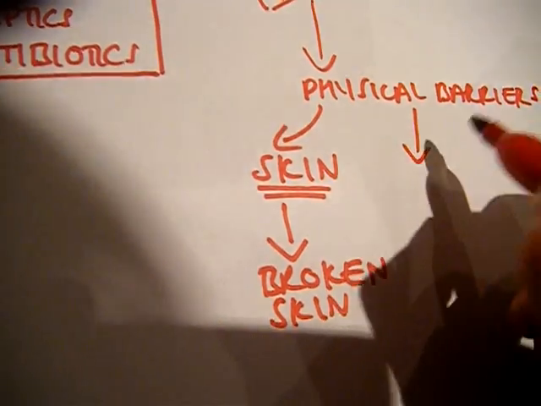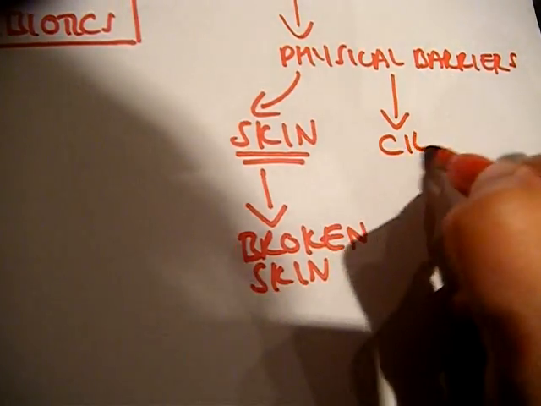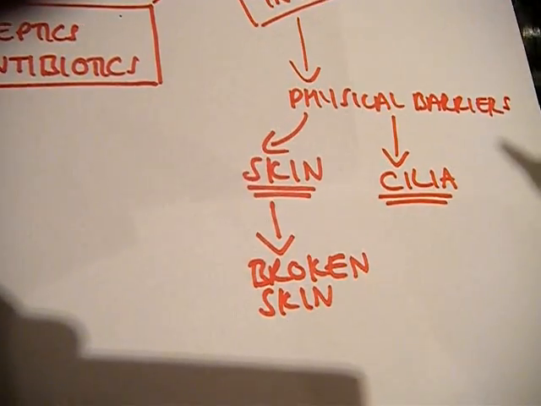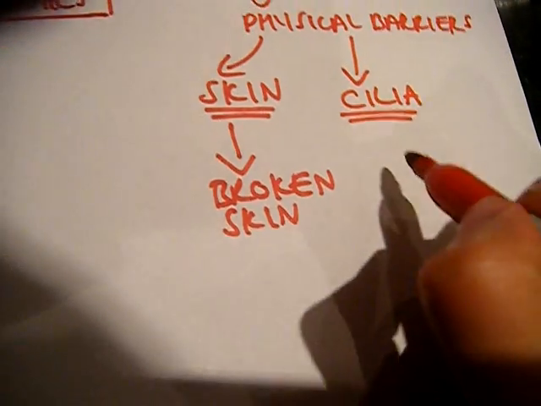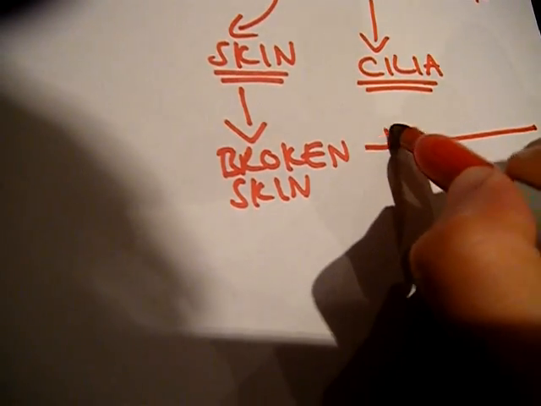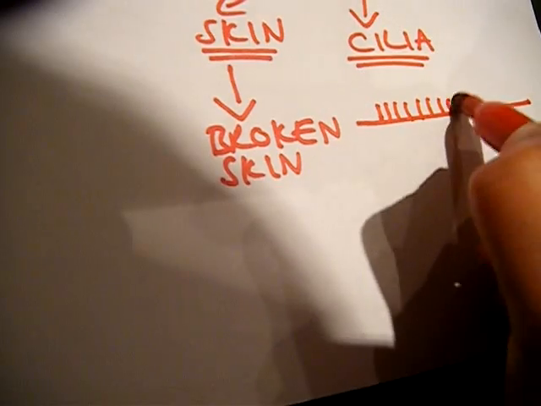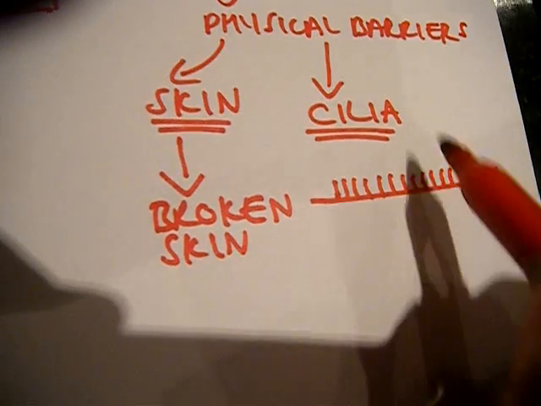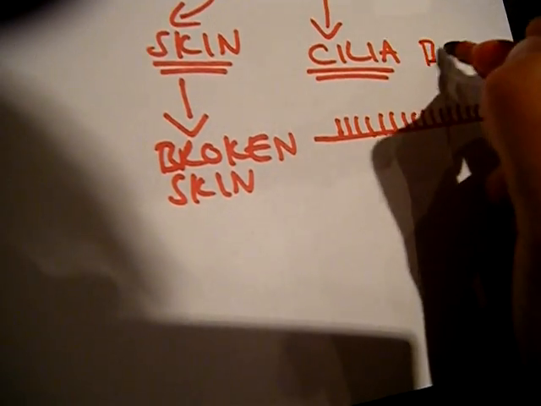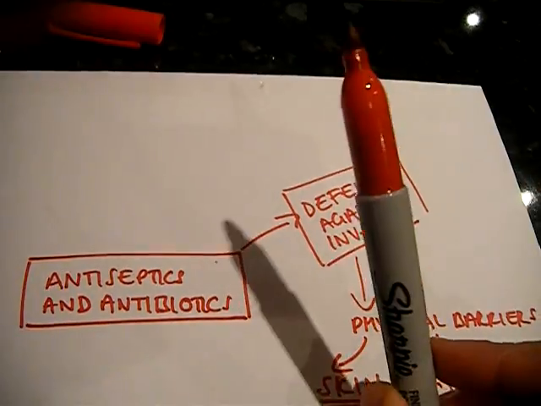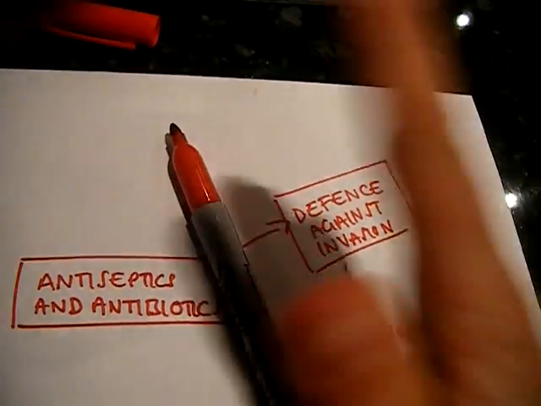Another physical barrier is cilia. And you can find cilia in your nose and throat. Basically, in the lining of the nose or the throat, they're like little hairs that stand up like this in the lining. And they beat together. So if that's a cilia, there's loads of them, and they kind of beat like that, or like that.